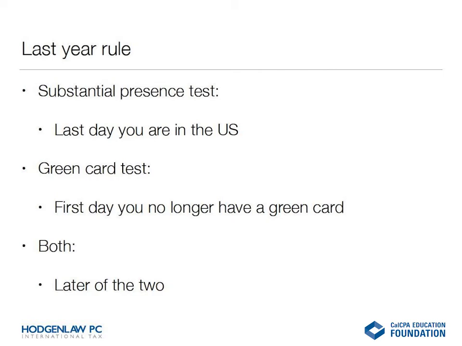The last year rule is actually very similar, it just flips around some of the words. Substantial presence test, you use the last day you're in the U.S. If you meet the green card test, it's the first day you no longer have a green card. And if you meet both tests, then it's the later of those two.